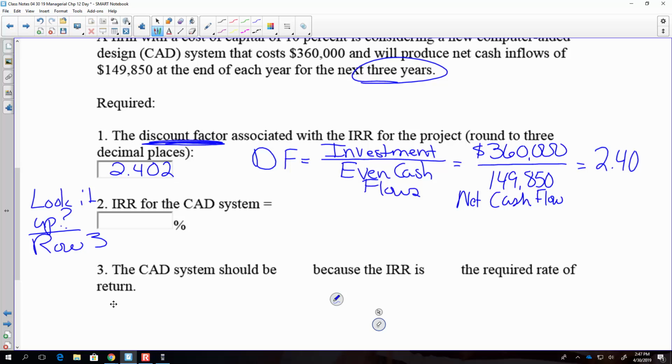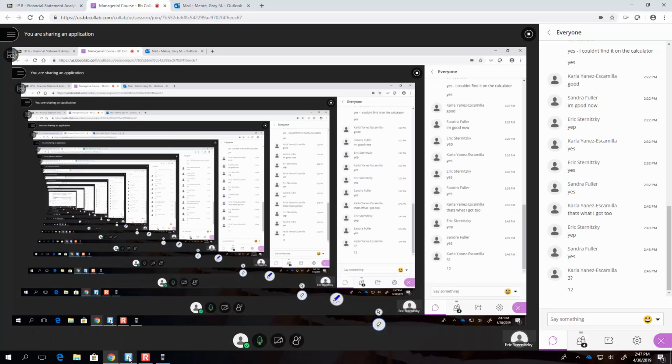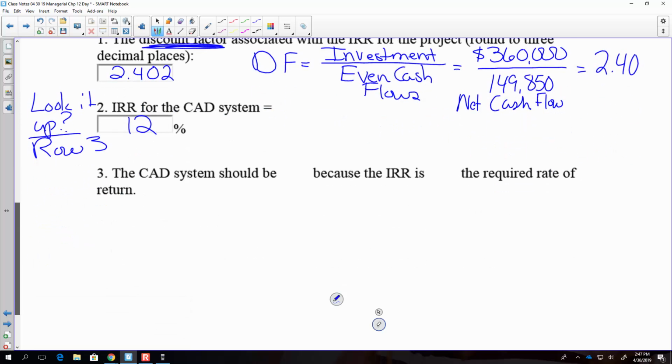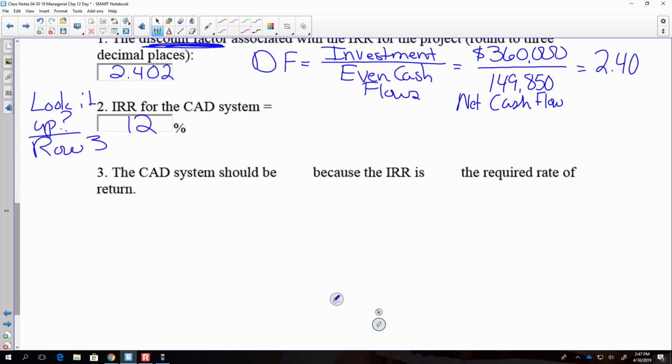And it looks like, what's my internal rate of return? Yep, 12. That's the closest interest rate. 12 is my internal rate of return. And again, you can use your calculator. Throw the 360 in as a negative number in year 0, 149,850 in cash flow 1 for 3 years. Letter F is 3 years. And it should get you pretty close to that 12% internal rate of return.